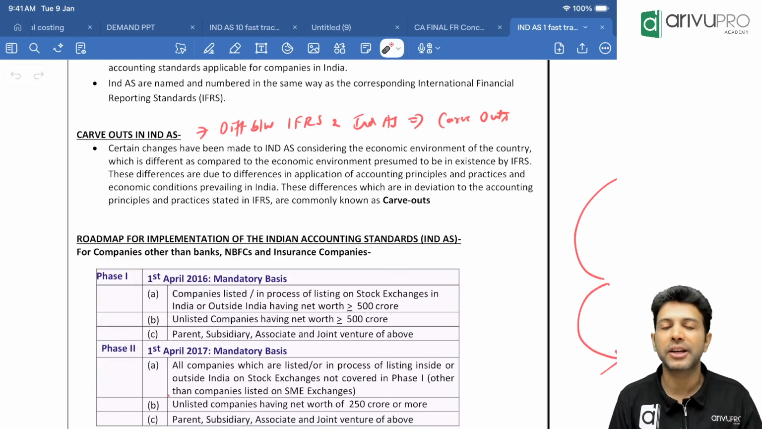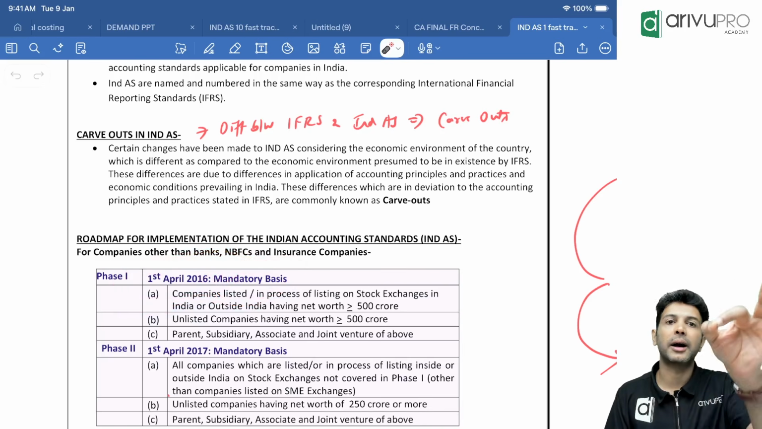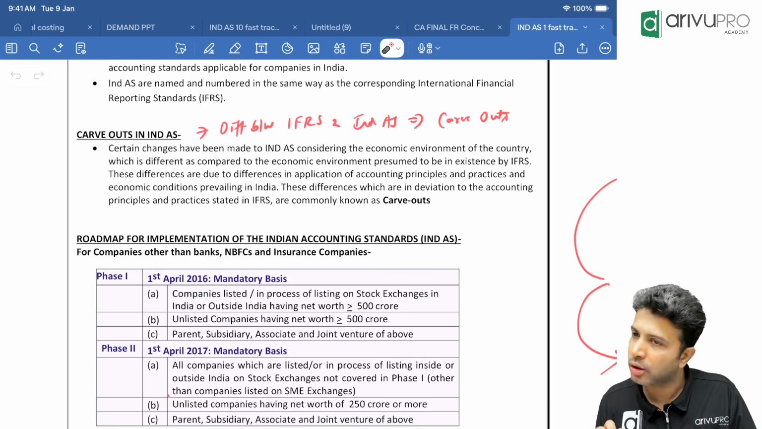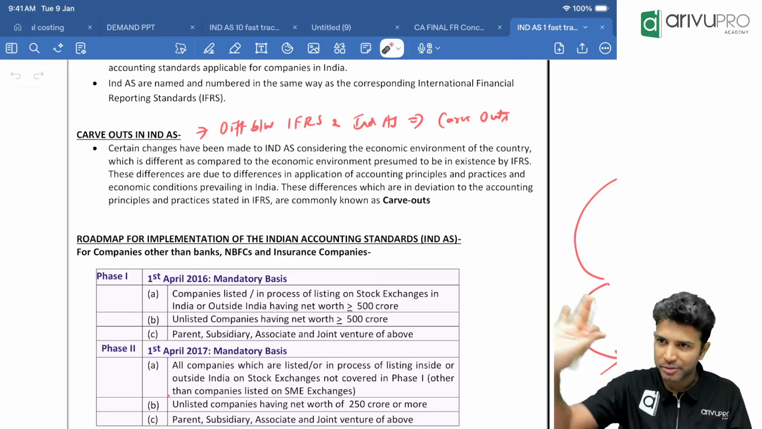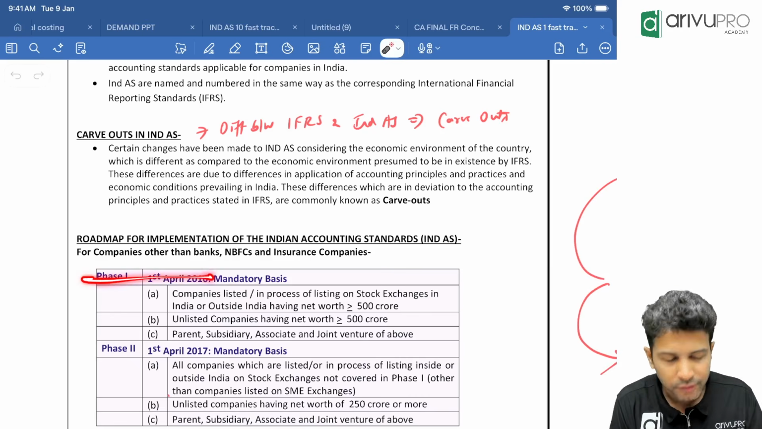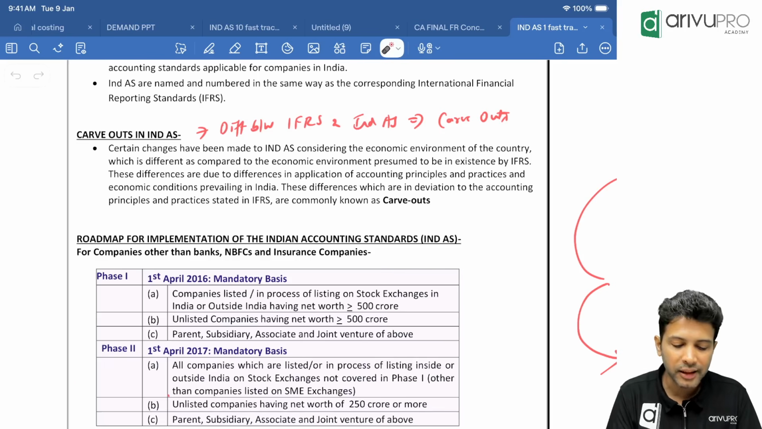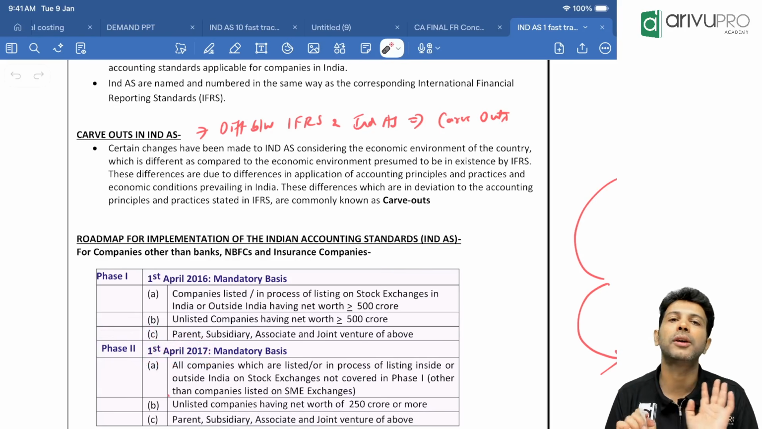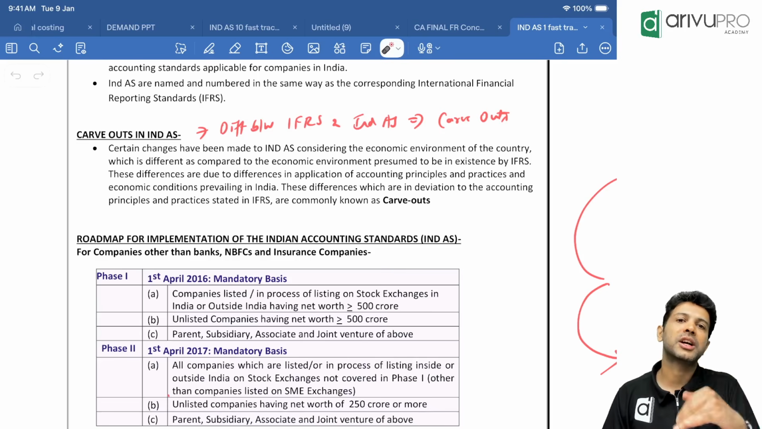Phase 1's implementation was 1st April 2016 on a mandatory basis. Okay, if a company falls under phase 1 category, then mandatorily they need to apply Ind AS from 1st April 2016 with obviously comparative financial statement, date of transition, opening Ind AS balance sheet, all that what we studied in Ind AS 101 will hold good. Got it? If you are not under phase 1, then if companies do not fulfill phase 1's category, then they may come to phase 2. If you are a phase 2 company, then you will apply Ind AS from 1st April 2017 on a mandatory basis. Now, which company will come under phase 1, which company will come under phase 2?